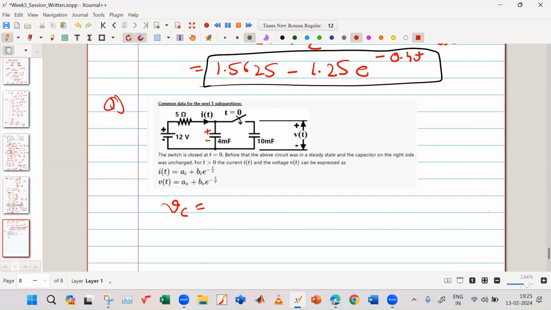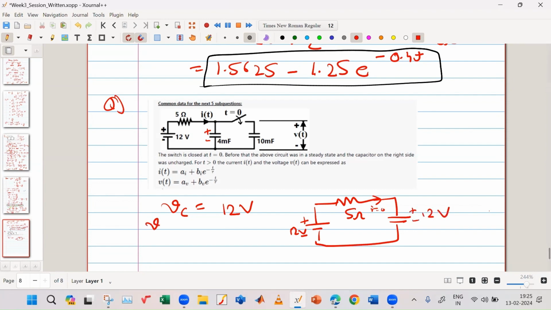Twelve volt. How much? 12 volt. Yes, it will be 12 volt. Why? Because this is 12 volt. This is your resistor 5 ohm. This is your capacitor. In steady state, this will act like an open circuit. Open circuit means the current over here will be 0, and this voltage also will be 12 volt. So VC of 0 is 12 volt.